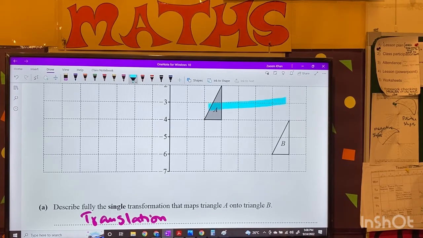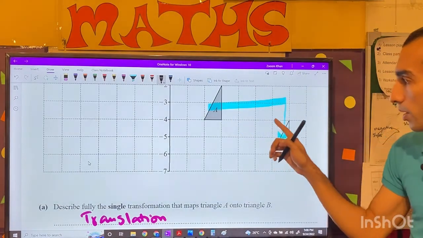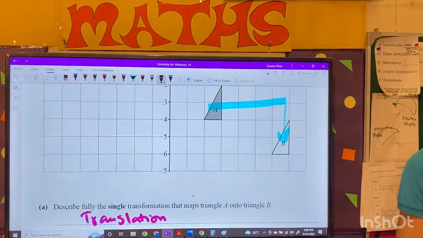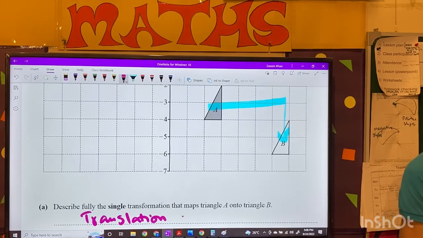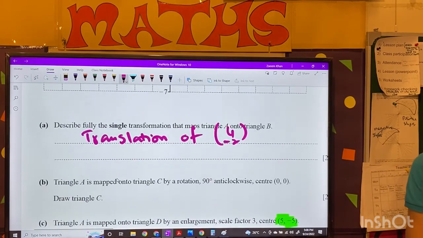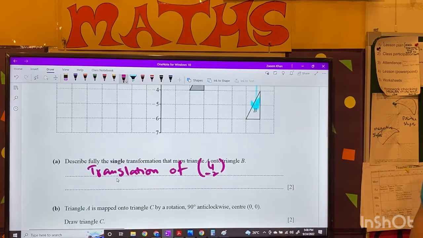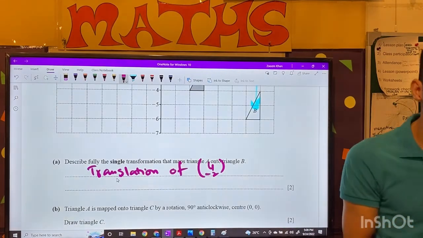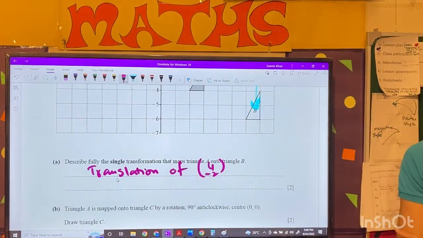We're going to say it's a translation of how much? It's going a certain number of spaces to the right and certain number of spaces down. So 4 and minus 1, 2, 3, 4. 1, 2, 4 and minus 2. Simply what you're supposed to do is write translation of 4 minus 2. Right? The second question is triangle A is mapped onto C by a rotation 90 degree anti-clockwise center 0, 0.